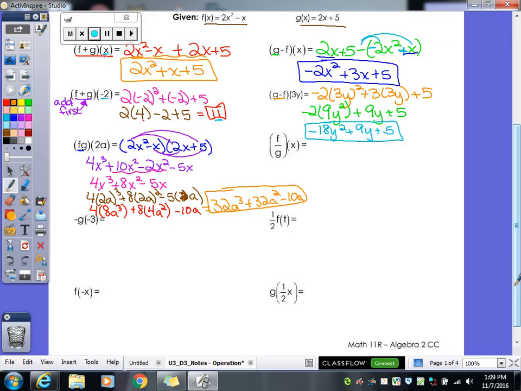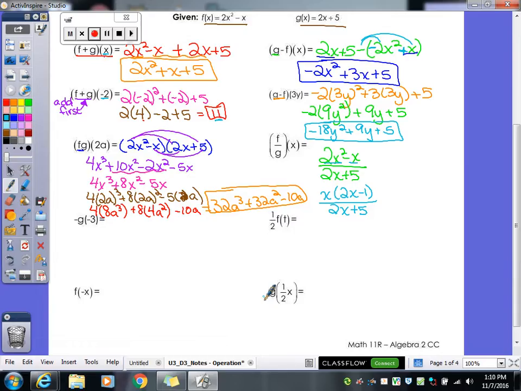Okay, so the one to the right of it, what's that one telling us to do? Divide. F function goes on the top. G function goes on the bottom, so 2x squared minus x over 2x plus 5. So we have to ask ourselves, can we factor anything there? Yep. What's my GCF up here? So it's x times 2x minus 1 over 2x plus 5.